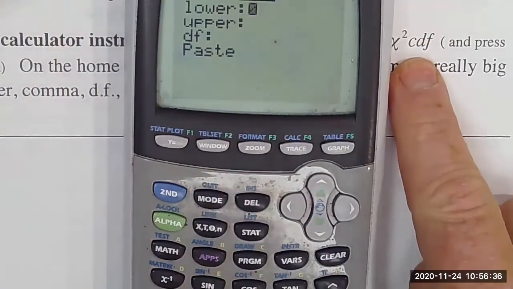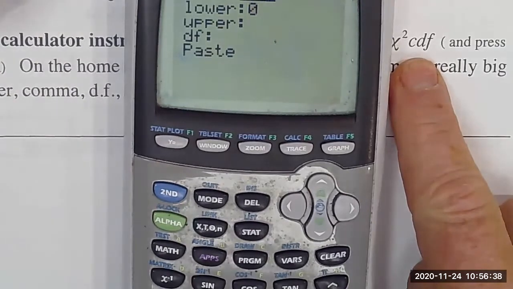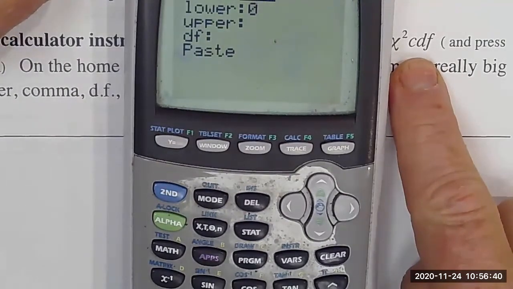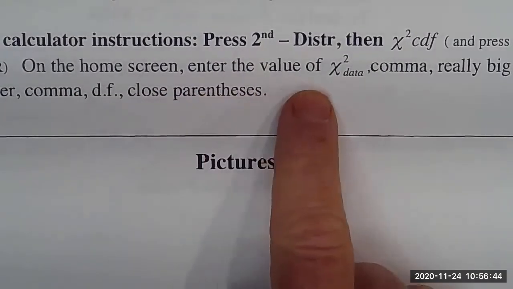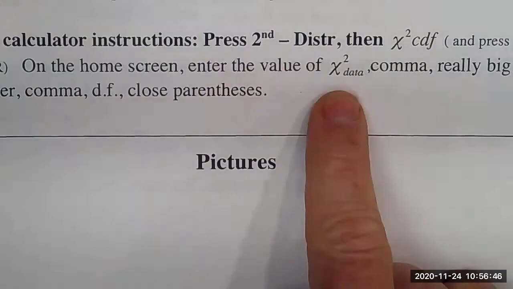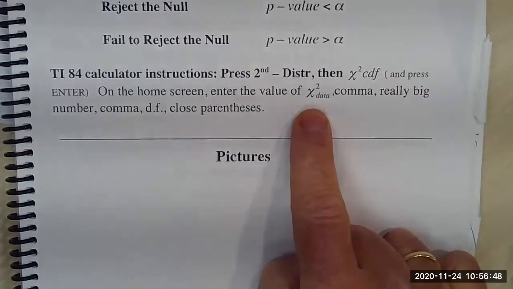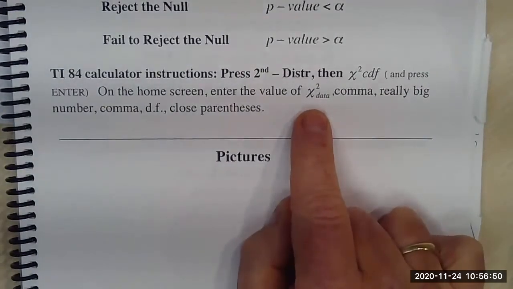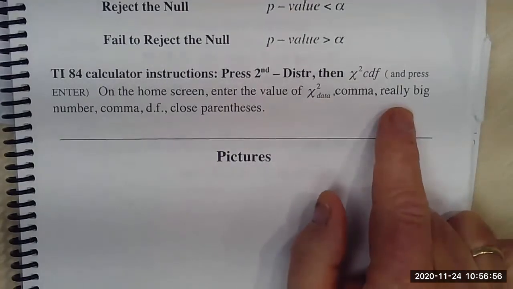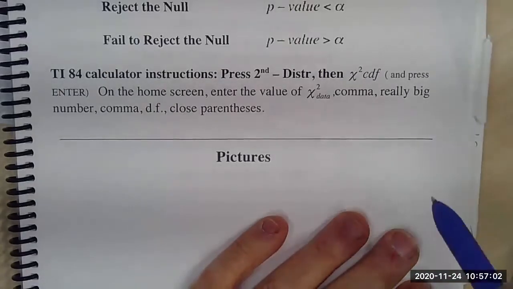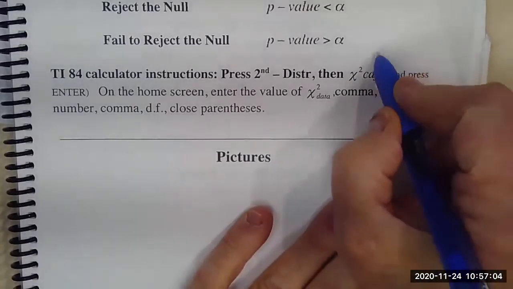Hit enter. And then it's got a few things. Over here, I think I said on the home screen, enter the data value. So what you're going to do is enter the data value and then put a comma and then a really big number. If this is a right tail, that's what you do. I should probably emphasize this. Right tail.